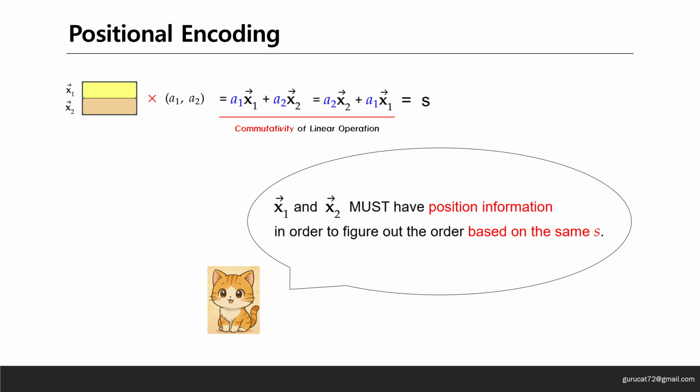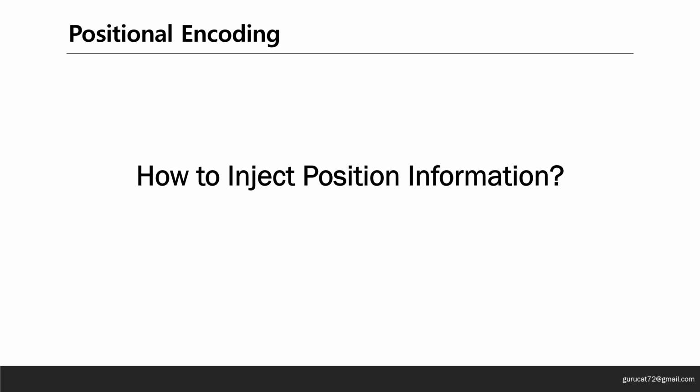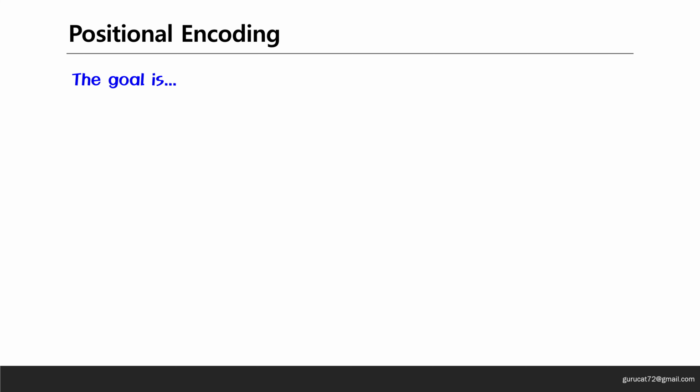So here's what the cat figured out. The cat's having a light bulb moment. x1 and x2 must deliver position information in order to figure out the order based on the same sum. In other words, we need some mechanism that injects position information into each chunk embedding. We've identified the problem. Attention mechanism uses summation. Summation is commutative. And the commutativity causes losing the position of each chunk. We need a way to inject position information into our data. But how?